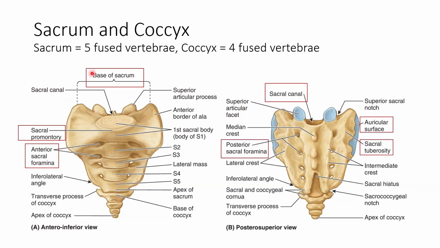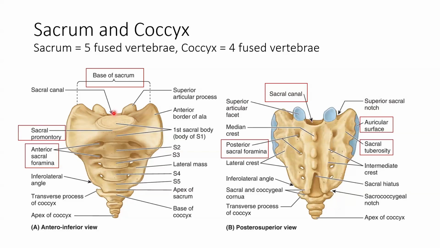So first is the base. The base is this broad superior portion of the sacrum formed by the body of S1. And then there are articular processes called the ala. So this portion right here that I'm running with the laser pointer is the base of the sacrum. On the anterior portion of the sacrum, there is an anterior projection that's called the sacral promontory. So the anterior projection off of S1 is called the sacral promontory.